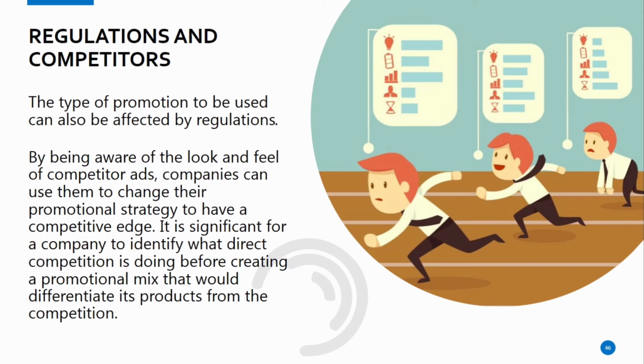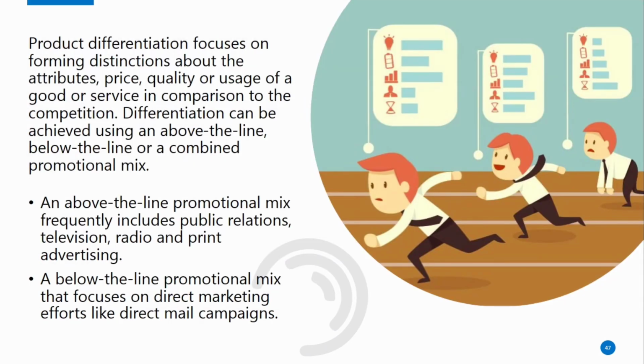By being aware of the look and feel of competitor ads, companies can use them to change their promotional strategy to have a competitive edge. It is significant for a company to identify what their competition is doing before creating a promotional mix that would differentiate its products from the competition. Product differentiation focuses on forming distinctions about the attributes, price, quality, or usage of a good or service in comparison to the competition. Differentiation can be achieved using an above-the-line, below-the-line, or a combined promotional mix.